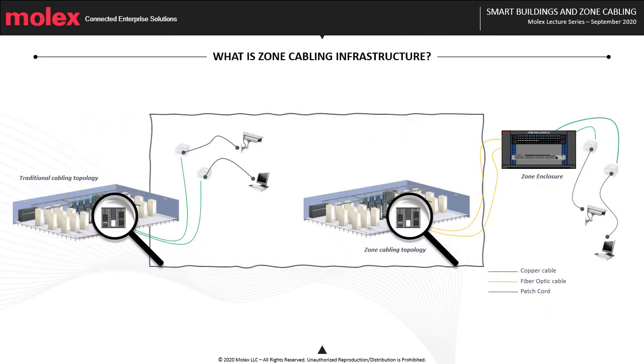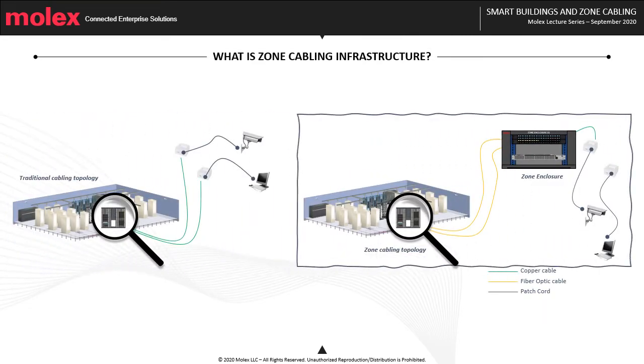So, what is a zone cabling infrastructure? Zone cabling runs horizontal cables from patch panels in the telecommunications room to a zone enclosure, ZE, which can be then located under a floor, in a ceiling, or on the wall. Connections in the zone enclosure are made using modular outlets or punch-down blocks. There could also be active equipment in the zone enclosure.